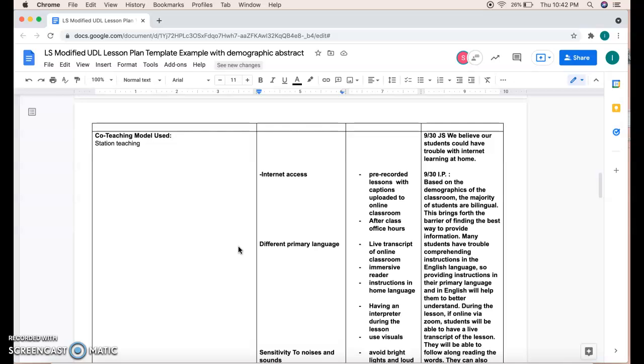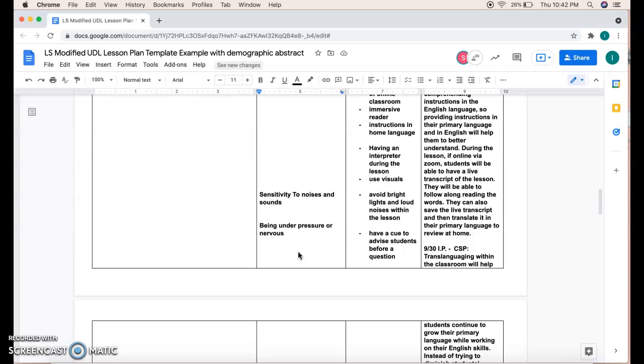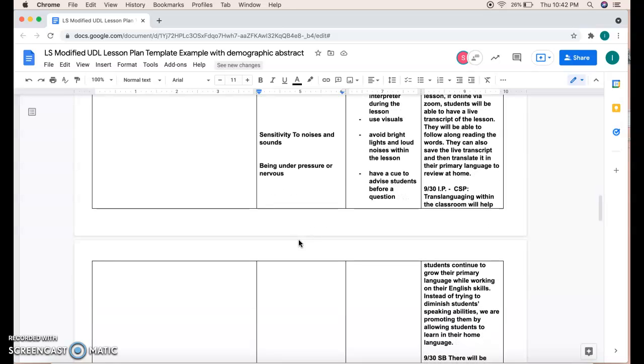And this also falls under CSP, which is Culturally Sustained Pedagogy. And this falls under translanguaging within the classroom, and it will help students continue to grow their primary language while still working on their English skills instead of trying to diminish their speaking abilities. We are promoting them to practice their language and feel comfortable speaking it in the classroom.